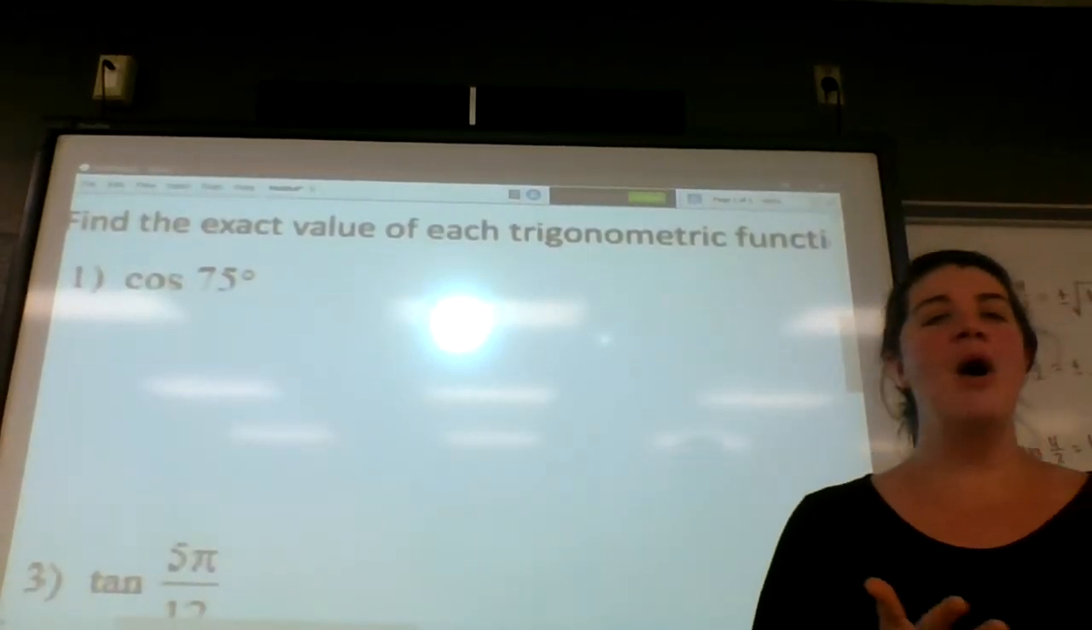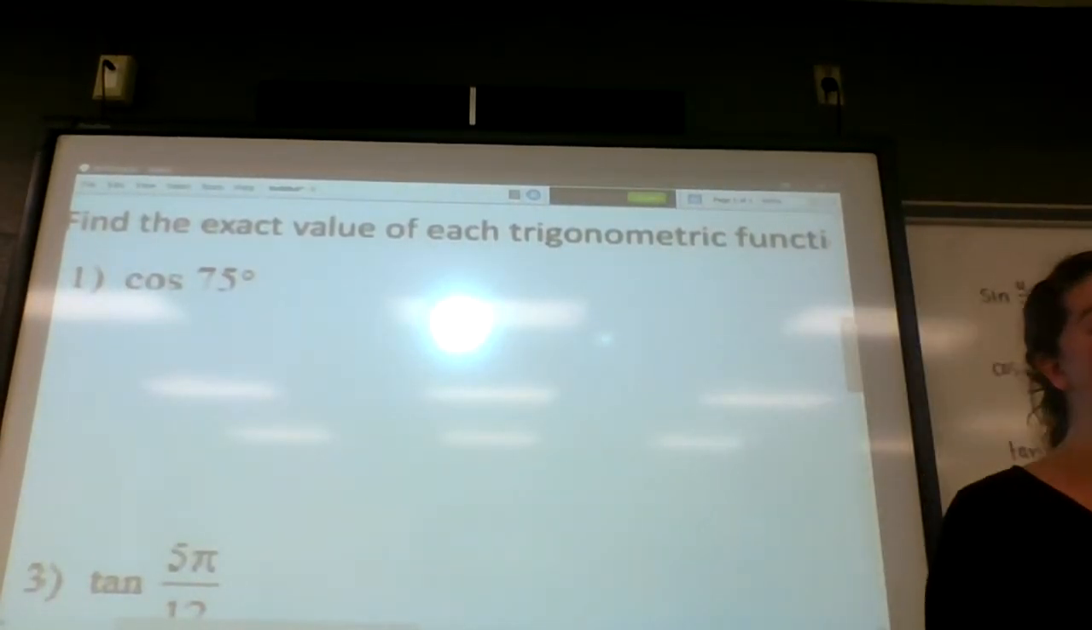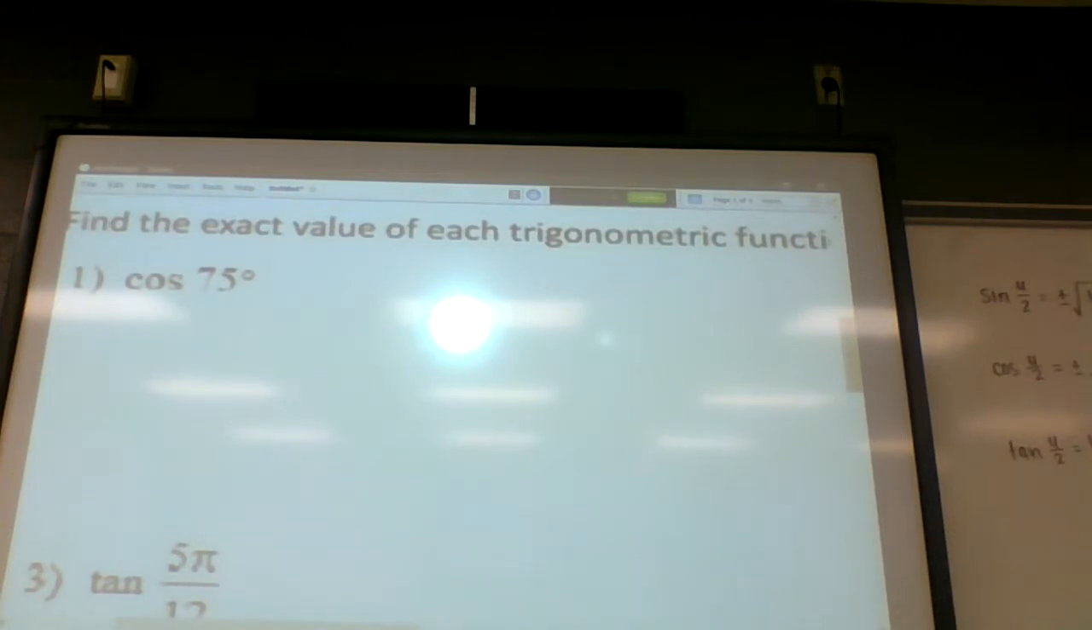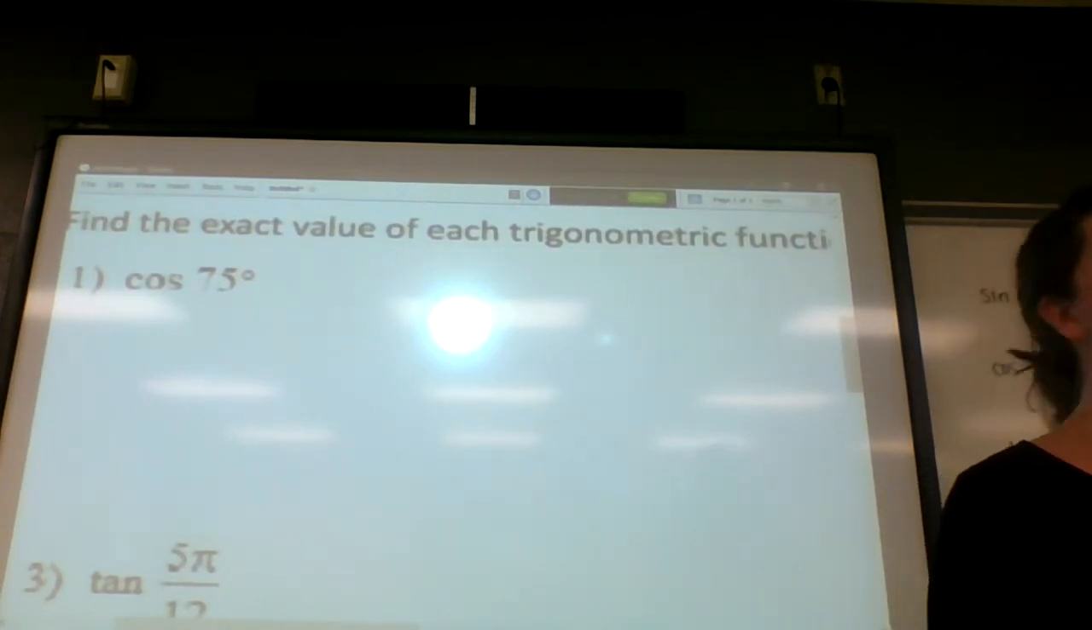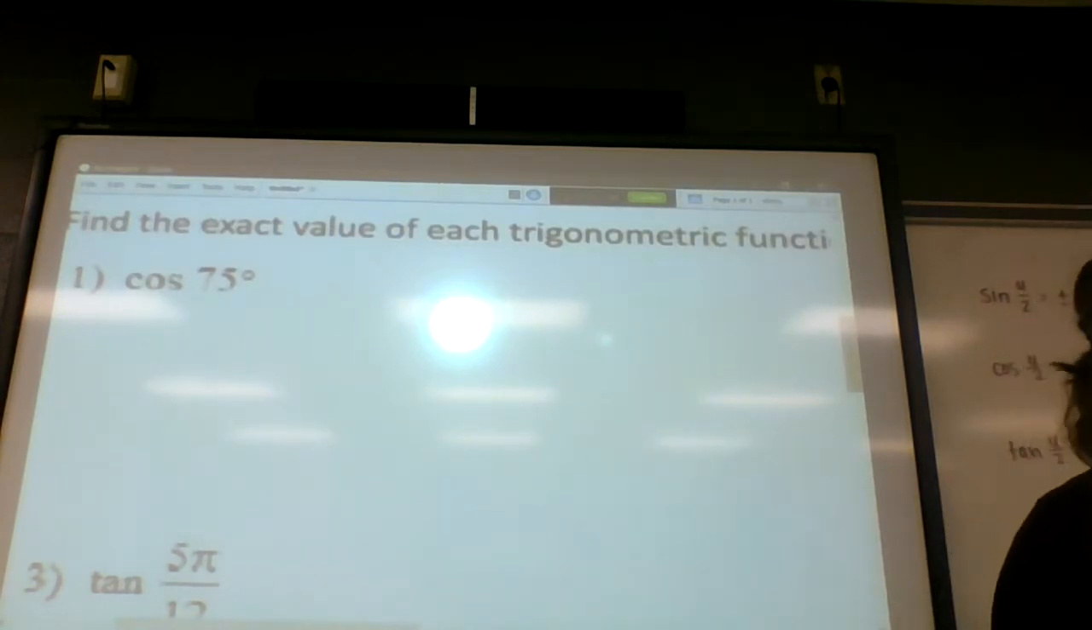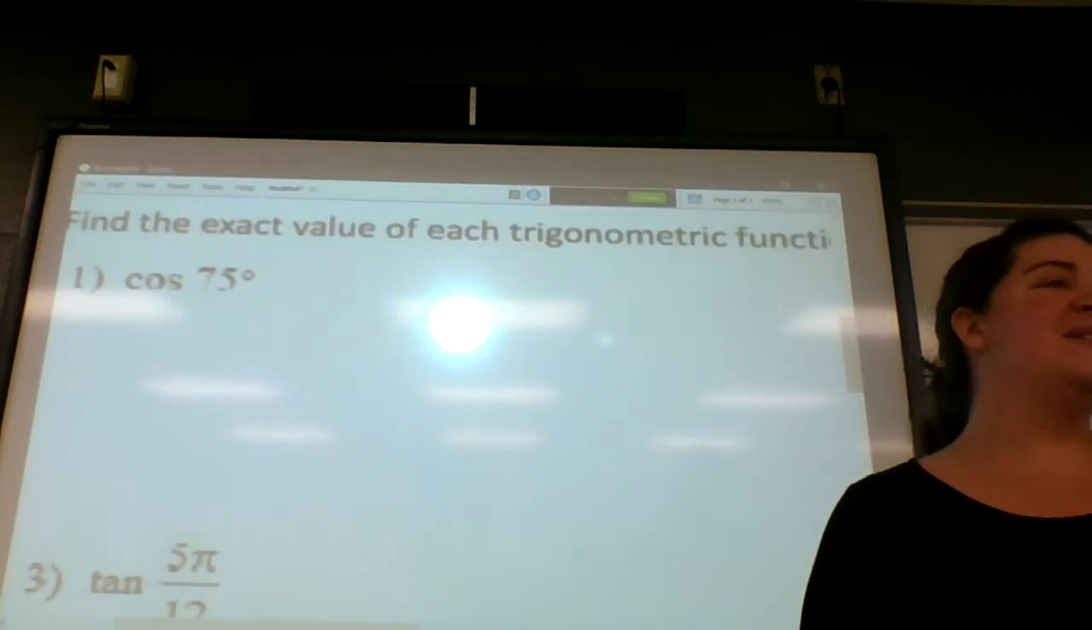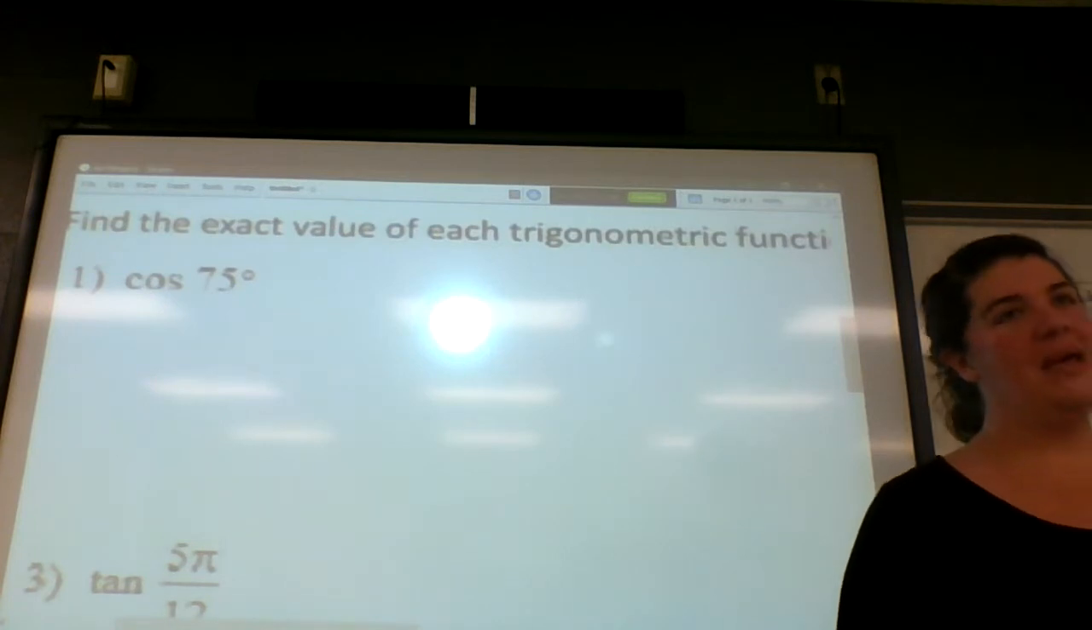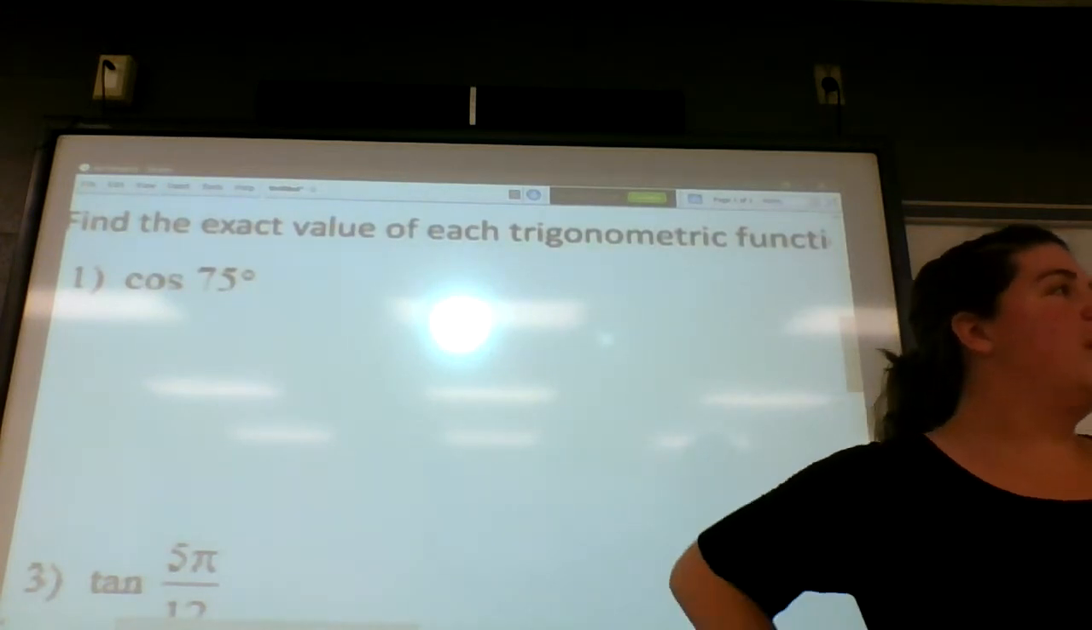Okay, so we are going to find some half angles. Take a look at this first, and we have the cosine of 75. Does 75 exist on the unit circle? No, it's not an actual point. It's technically there, but it's not a really nice point that we use our nice triangles for.